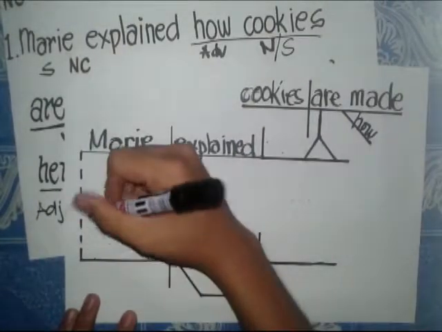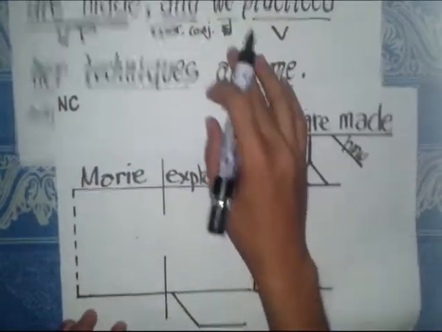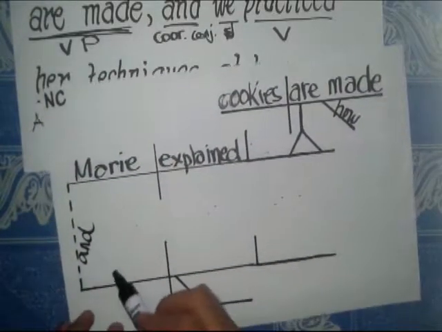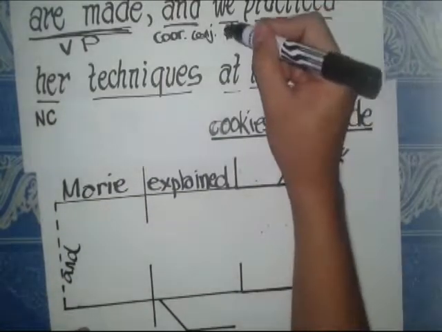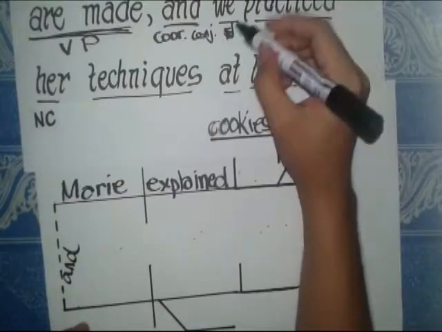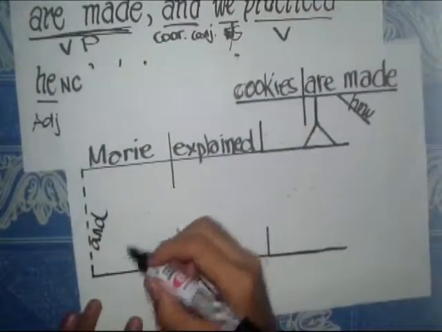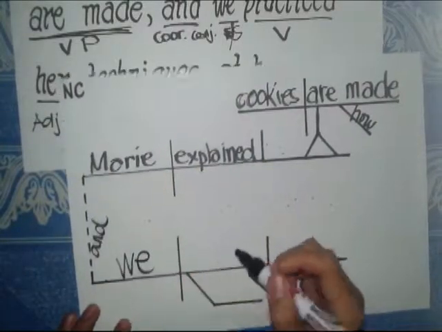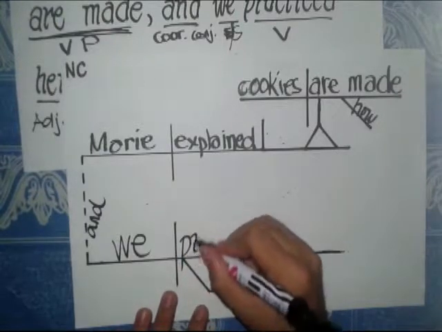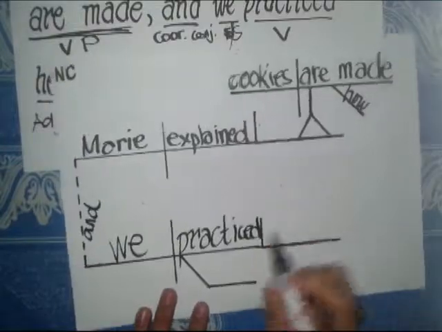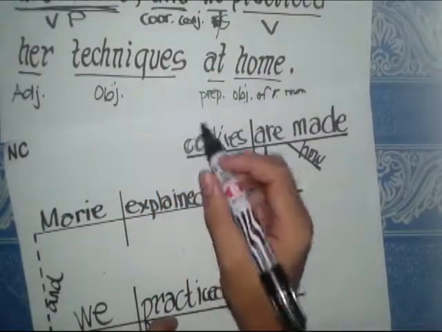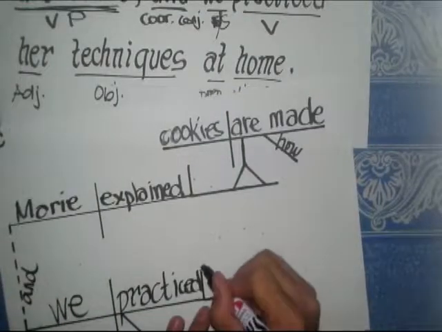In the broken line here, we put what? The coordinating conjunction, which is and. And then again, we put the subject here. What do you think is the word? We is a noun and is considered another clause, so we consider we as the subject. So put we here. Then practiced functions as a verb, so we should put practiced here. And her here is an adjective, and techniques is the object of the verb, so we'll put techniques here.